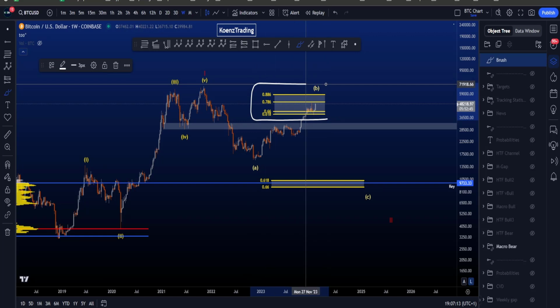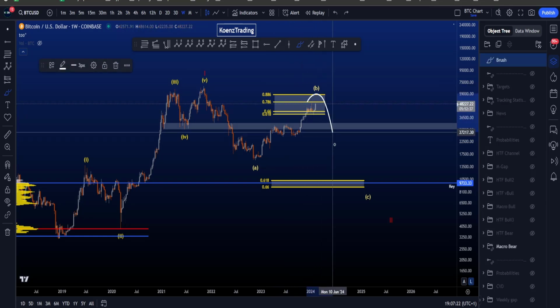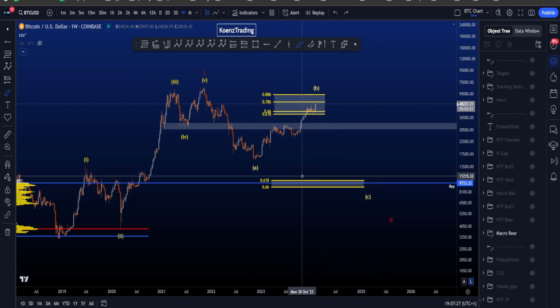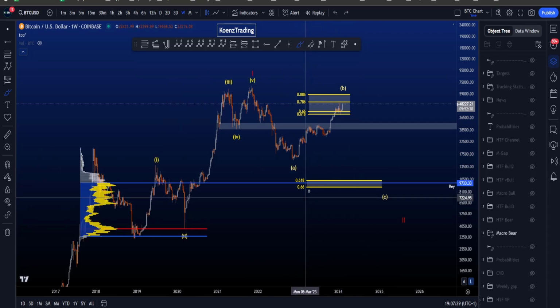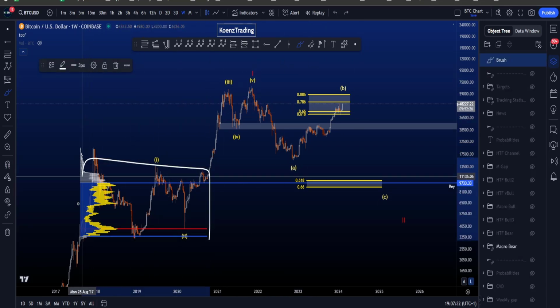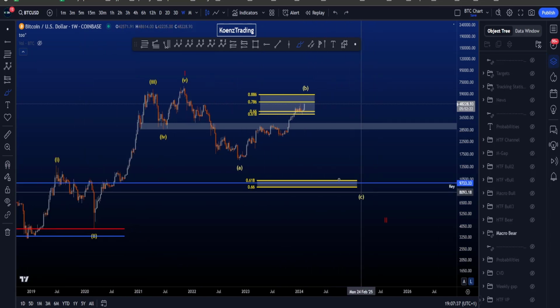Here for this wave B, we are currently inside important resistance, with the 0.886 being the maximum target here, around 58-59k for a wave B, and then we'd be looking for a C to the downside where we have incredible support sitting between 11k and 8k. It's the golden pocket taken from the low to the high, as well as the range value area high over here, crossing through the middle of the golden pocket.